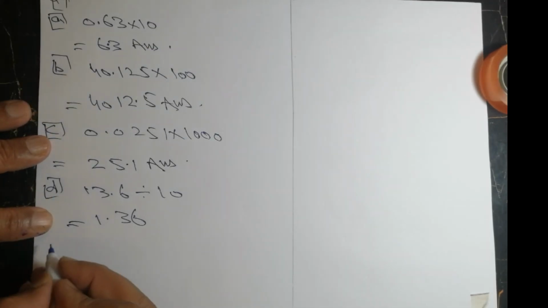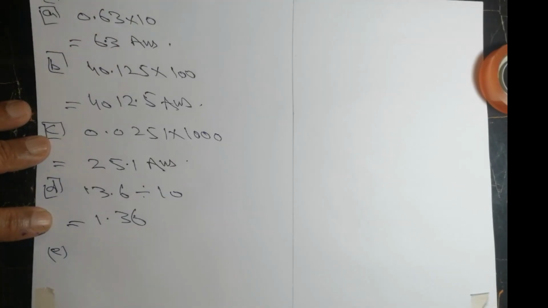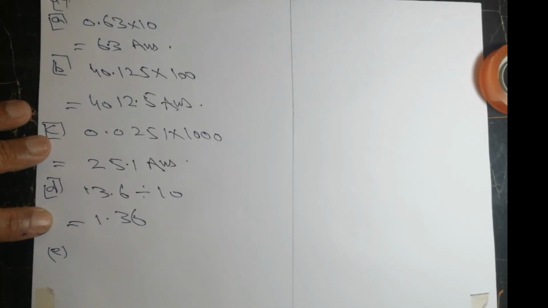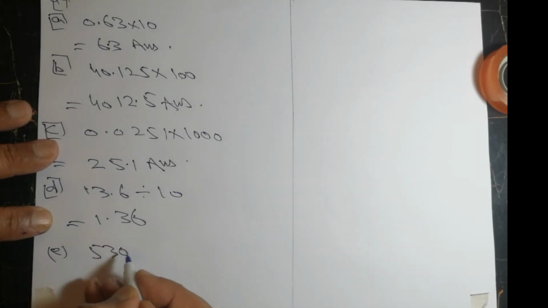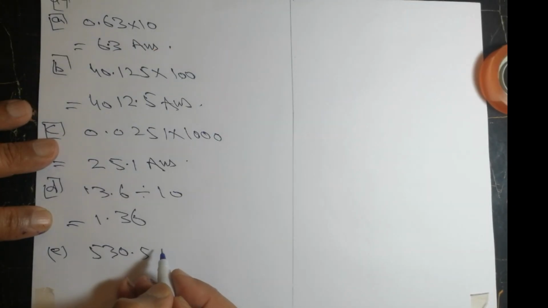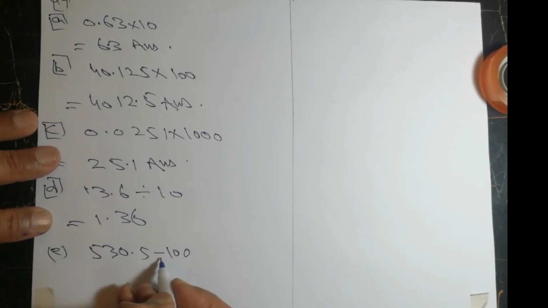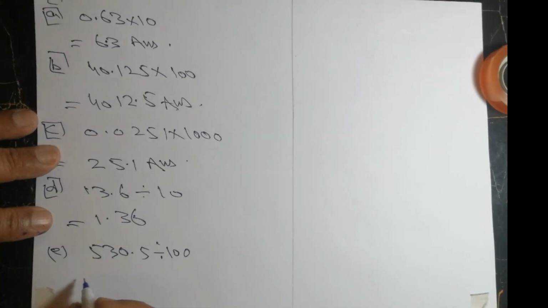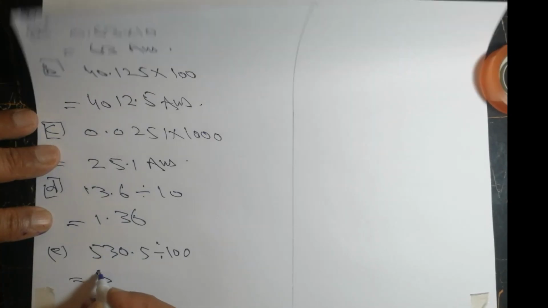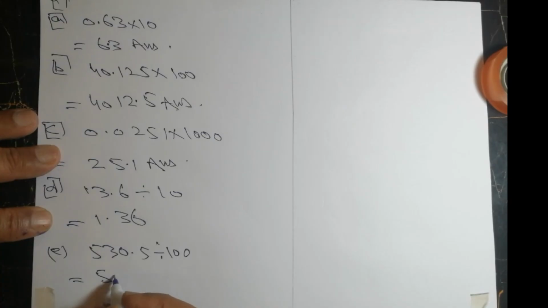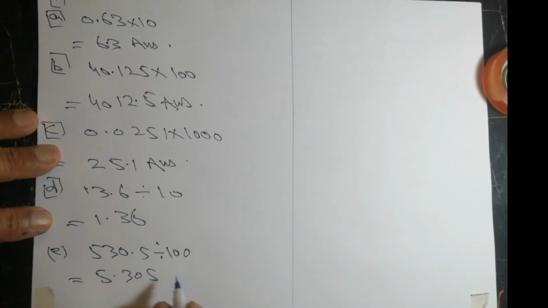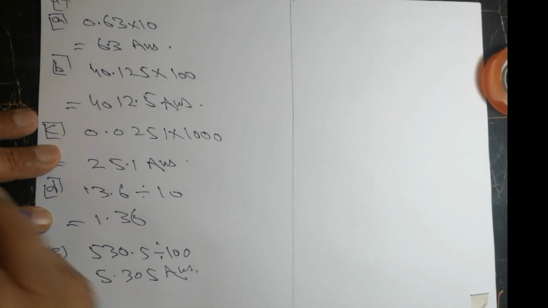Part E, 530.5 divided by 100. So now it is division, divided by 100. So the decimal moves towards the left. 2 digits here, the answer will be 5.305. So this is the answer.